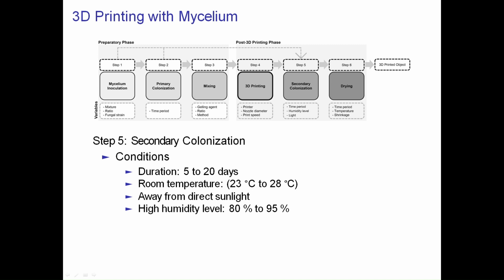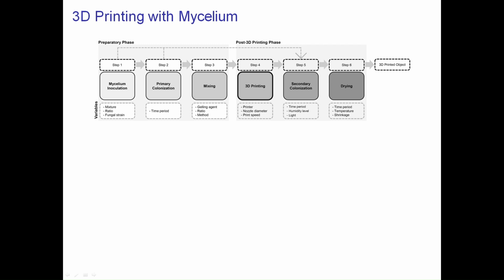After the printing has been completed, the printed object is left aside for a second colonization phase, which is the fifth step of the procedure. Similarly to the primary colonization, the parameters that can alter the final results are the environmental conditions. Again, we see a clear preference of room temperatures and dark and humid environments.